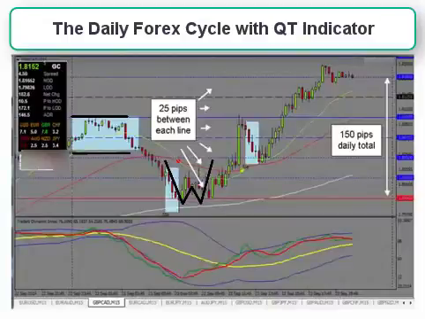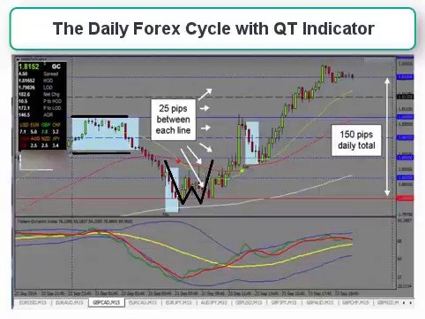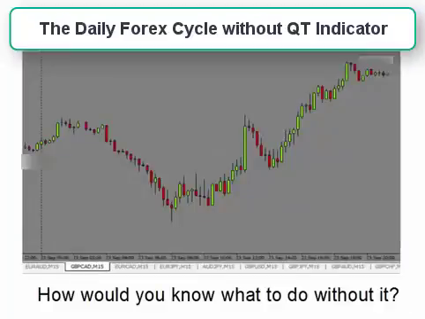Again, this is the daily cycle with the quarters theory indicator. This move, if you would have placed a buy right at the round number of 1.500, the pair cycled up 150 pips total for the day. This is the daily cycle without the quarters theory indicator. How would you know what to do? And this is the cycle with it.